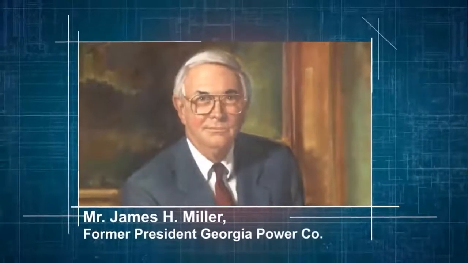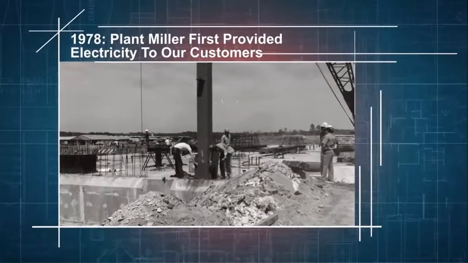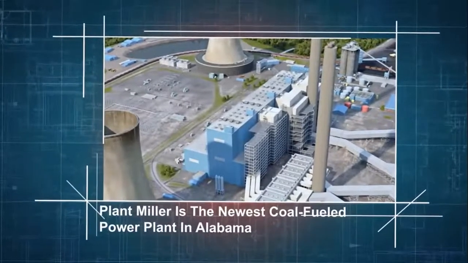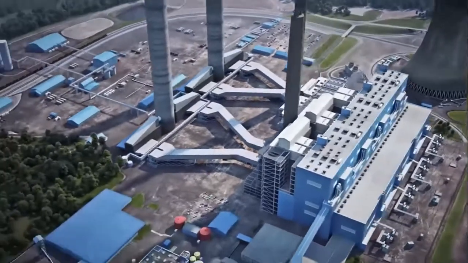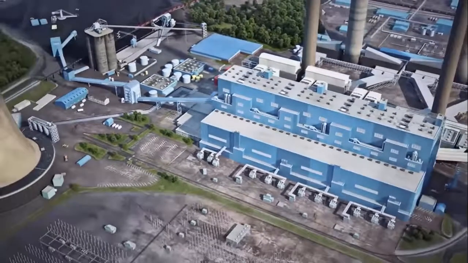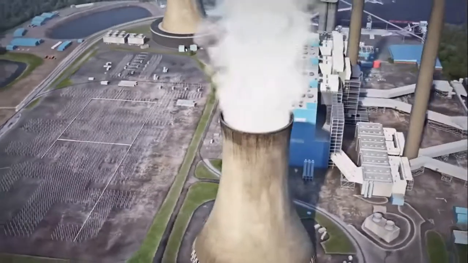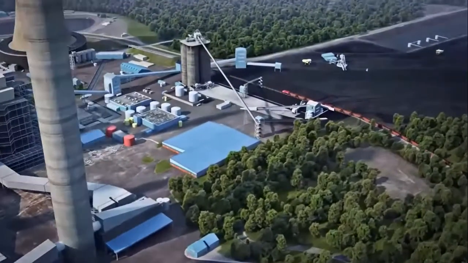Named for Mr. James H. Miller, a former president of Georgia Power Company and senior vice president of Alabama Power, Plant Miller first provided electricity to our customers in 1978, with the most recent unit commissioned in 1991, making Plant Miller the newest coal-fueled power plant in Alabama. At Plant Miller, we use coal, air, and water in an energy conversion process that allows us to deliver electrical power to homes and businesses. Using coal as a fuel source, we generate steam in our boilers. That steam will be used to turn a turbine that ultimately allows us to generate electricity. Of course, there's a lot more to it than that, so let's take a look at how the process works.